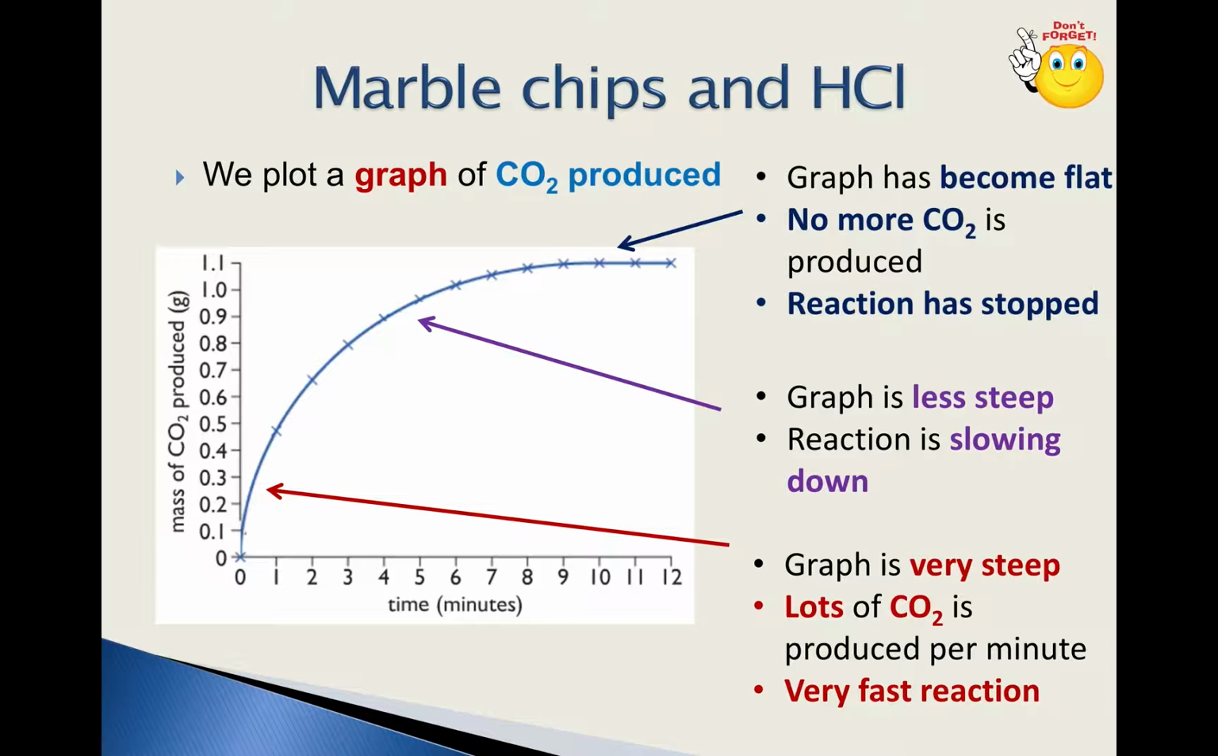So at the start, there are lots of collisions taking place between the marble chips and the acid particles. There are lots and lots of acid particles, lots of collisions, a very fast rate of reaction, and lots of product is being produced in a small time. As the reaction proceeds, the acid particles get used up. And as they get used up, the frequency of collision starts to decrease. As the frequency of collision decreases, the rate of reaction starts to decrease as well. And at the end of the reaction, all the acid particles are used up and the reaction stops at that point.